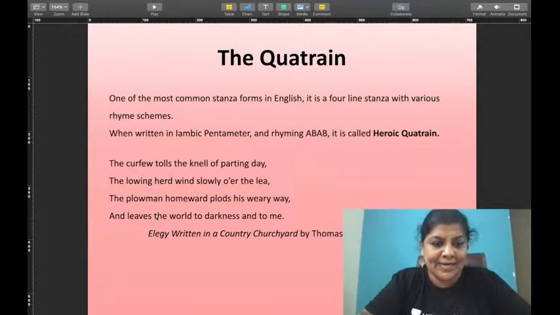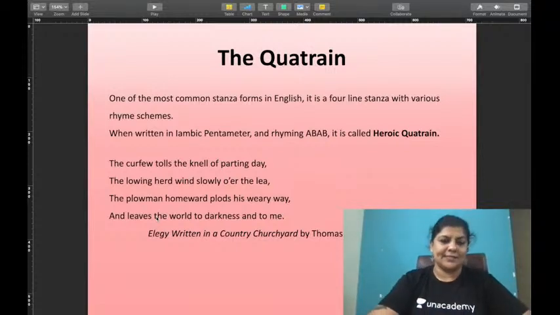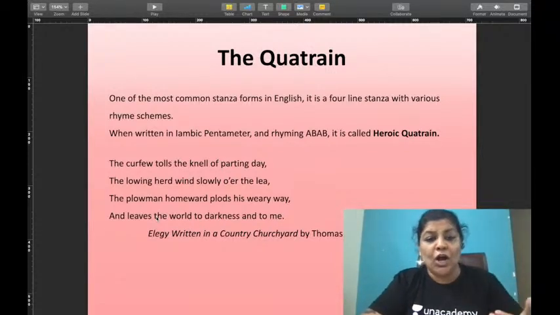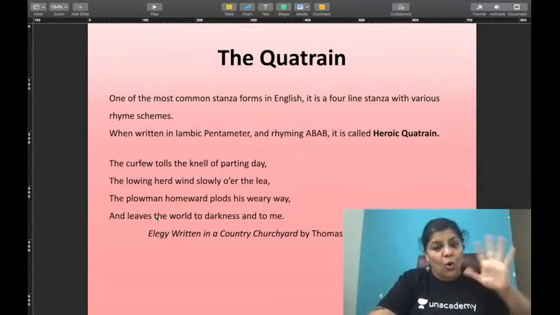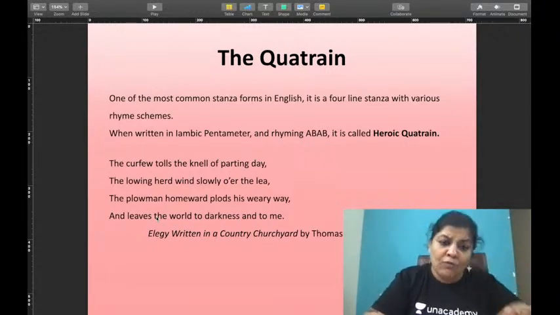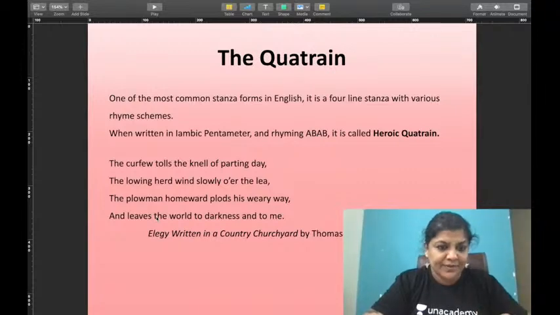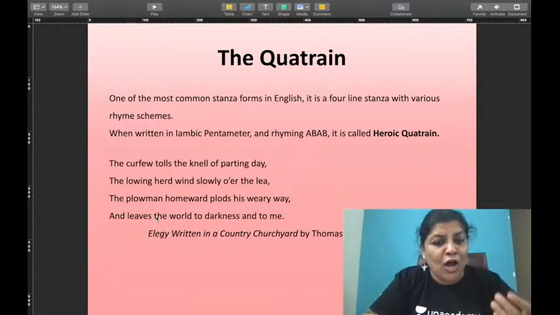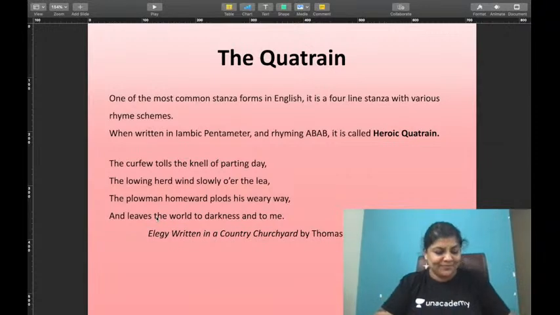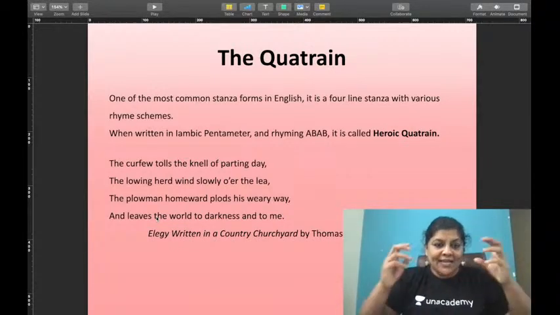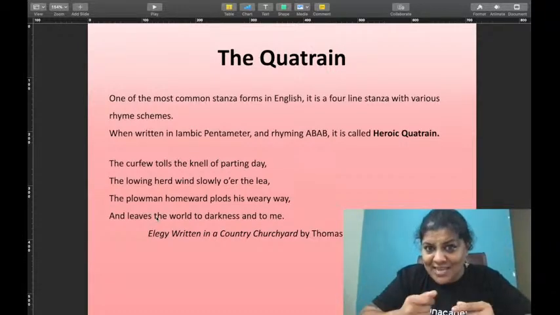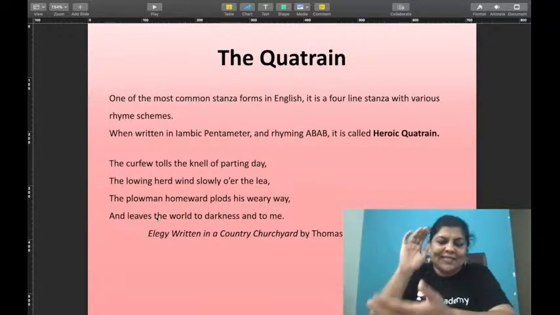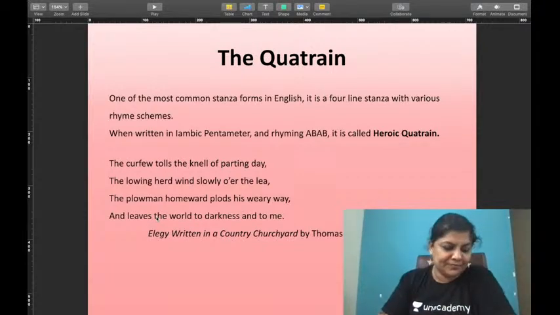Quatrain is 4 lines. 4 lines. The curfew tolls the knell of parting day. The lowing herd winds slowly over the lea. The ploughman homeward plods his weary way. And leaves the world to darkness and to me. You understood? Wherever the stress is, the tala will come.